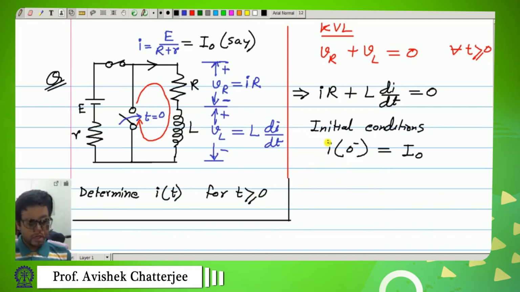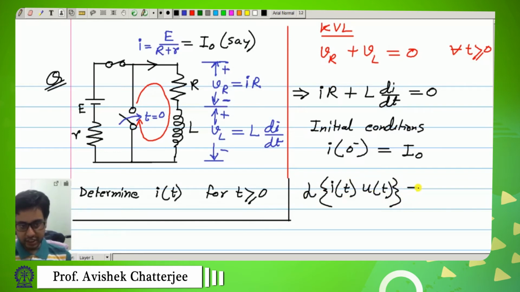Suppose we consider i(t) u(t), and the Laplace transform of that is equal to, say, capital I(s). This function inside these braces represents the current starting at time 0 and afterwards. So this product has no information about the current before time 0.